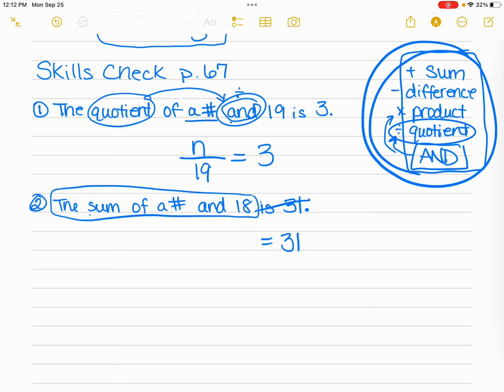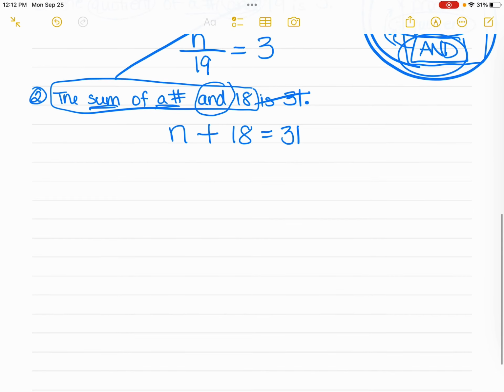So this says the sum. We know that sum means add. But we need to look for that word and in the problem. So here's the word and. So that's where my plus sign is going to be. After it, I see the 18 very clearly. And before it, I have a number. So that's going to be n. So your answer for number 2 should have been n plus 18 equals 31. Okay, I'm going to try to go through the rest of these problems a little bit faster.